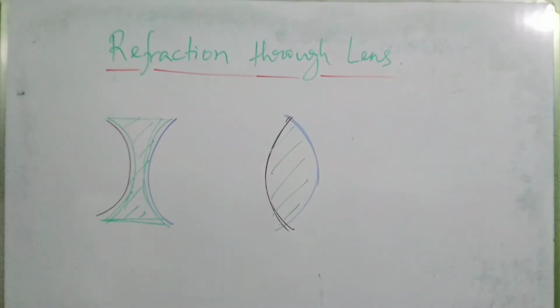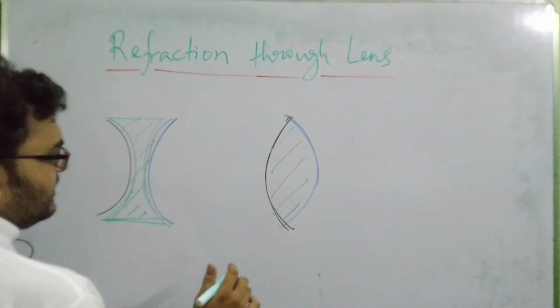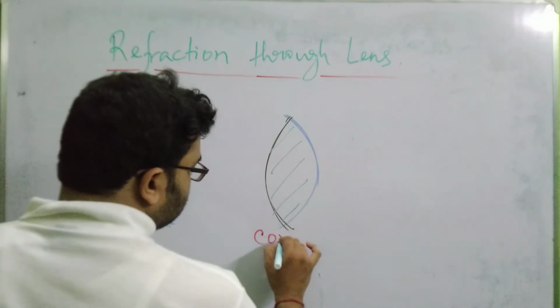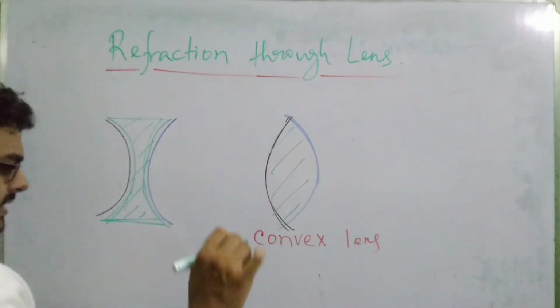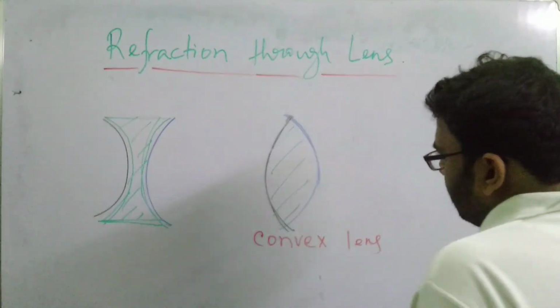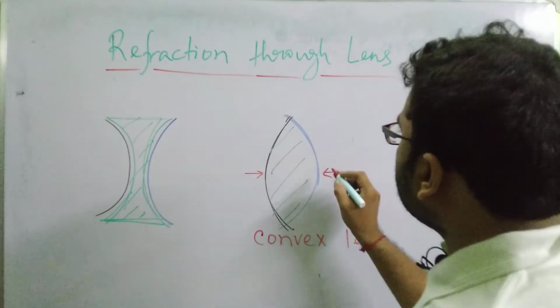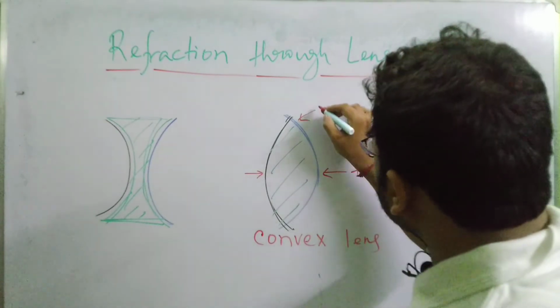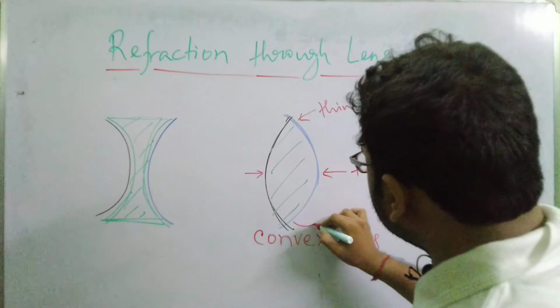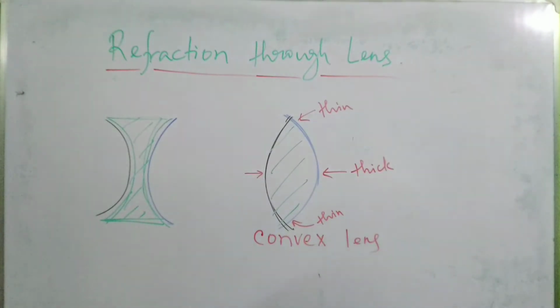Now, the spherical lenses we are talking about are of two kinds. This lens is called the convex lens. If I give a description of the convex lens, it is fat or thick in the middle and thin at the edges. This kind of structure is called a convex lens.